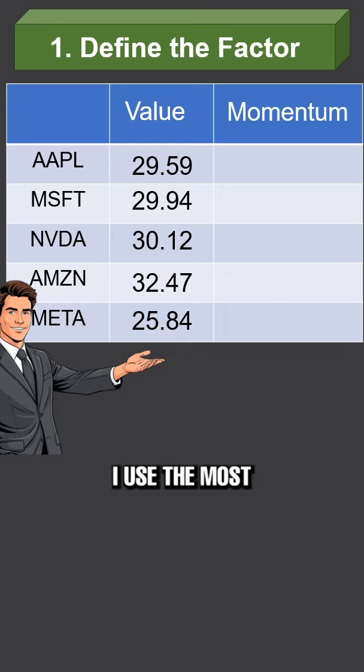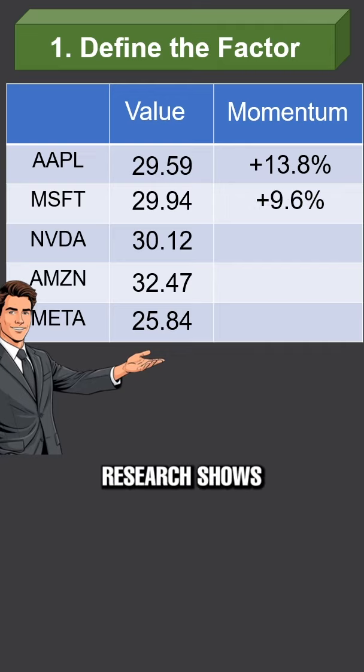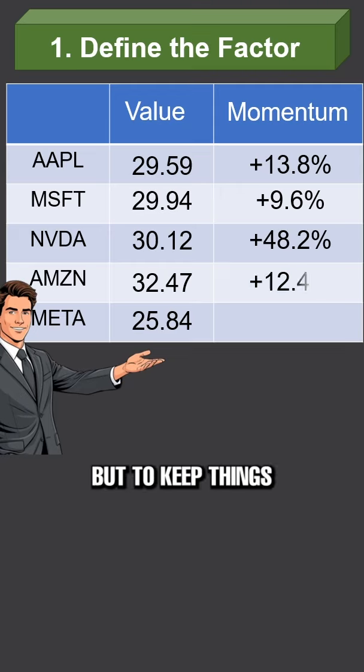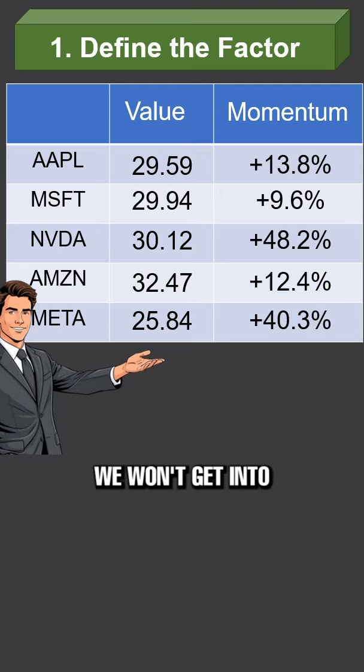For momentum, I used the most common definition, which is the stock's total return over the past 12 months. In practice, you'd typically exclude the most recent month's return, since research shows there's often a short-term reversal effect at that 1-month mark. But to keep things simple, we won't get into that level of detail here. So now we've got our raw numbers for value and momentum.